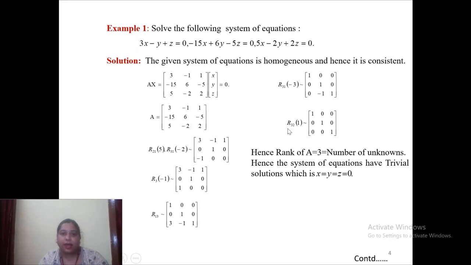So we have applied the operation R3 tends to R3 plus R2. You will add these two rows, and in this case we will get this 0. The third row becomes 0, 0, 1. Now, if we try to reduce it more, we cannot reduce this matrix further.